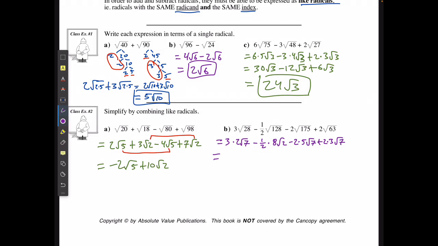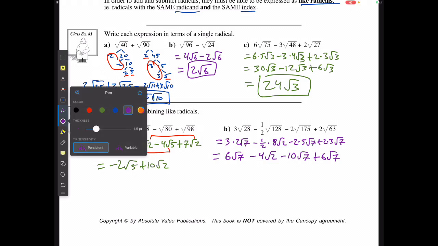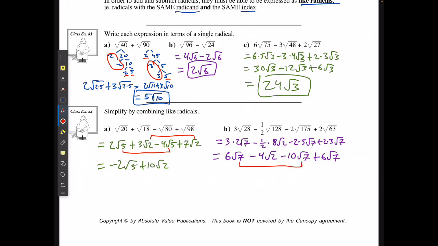Multiply them out. 3 times 2 is going to give me 6 root 7s. Half of 8 is going to be minus 4 root 2s, minus 10 root 7s, and plus 6 root 7s. And I can see that I have 3 root 7s that I can combine, and I only have one of the root 2s. So this is going to be equal to 2 root 7s minus 4 root 2.